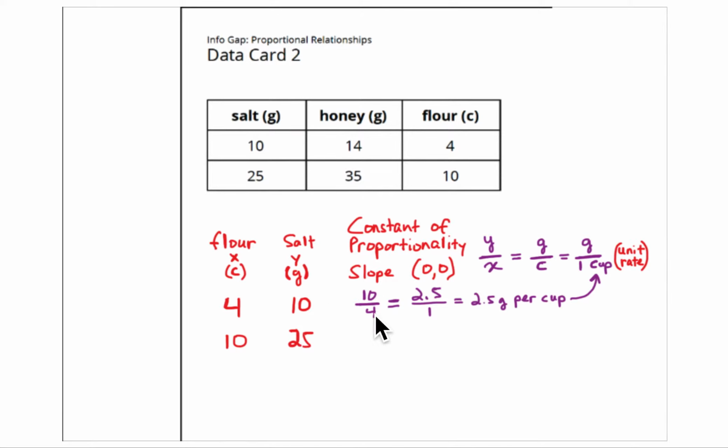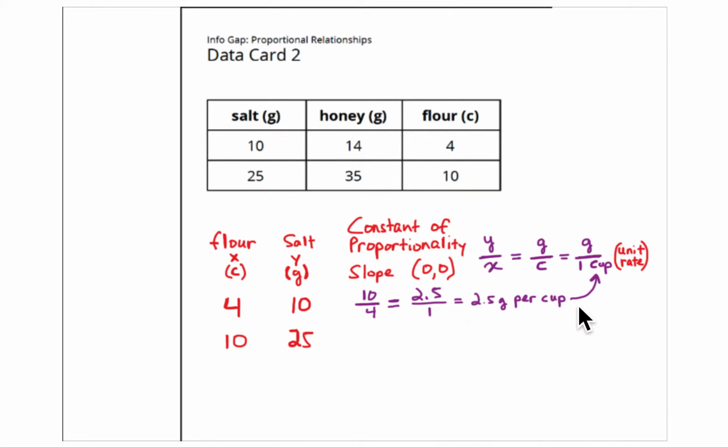10 divided by 4 is 2.5. And you could think of $1 divided by 4 quarters is 25 cents. So $10 divided by 4 would be $2.50, or 2.5 in this case. So it's actually 2.5 grams per 1 cup. So that's the unit rate. This is the constant of proportionality. This is going to be the slope of the graph. This is the unit rate.